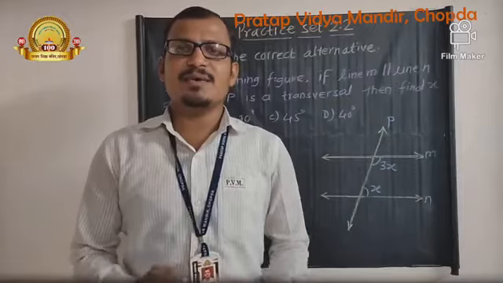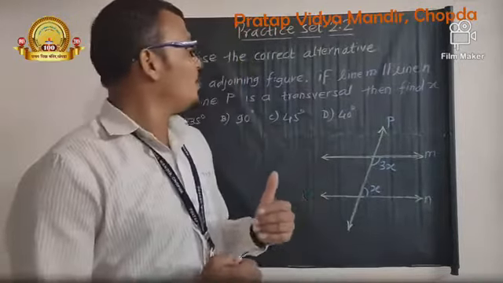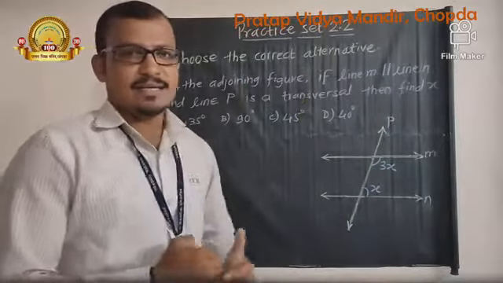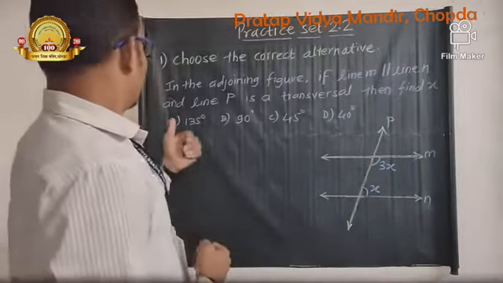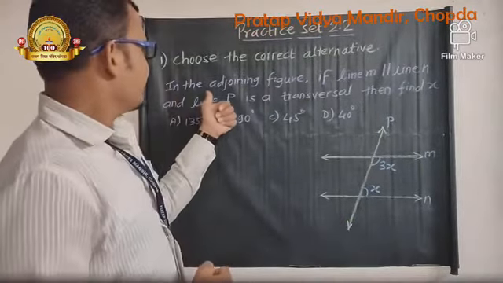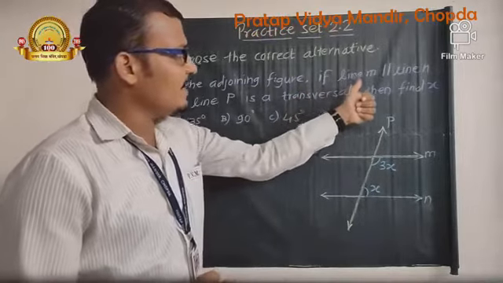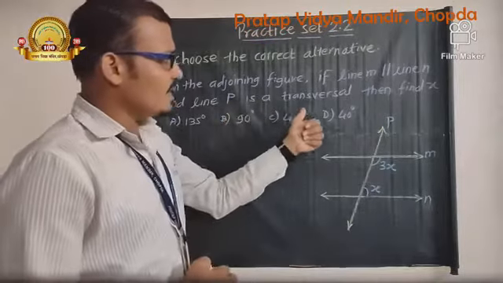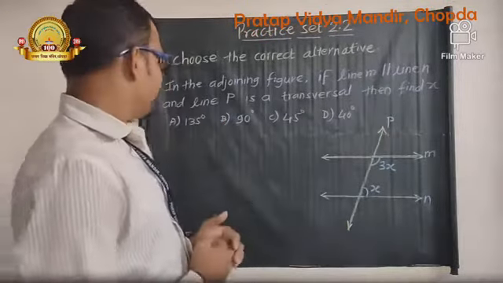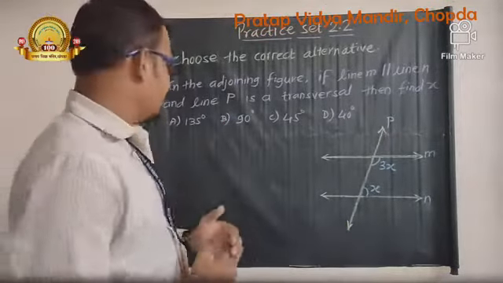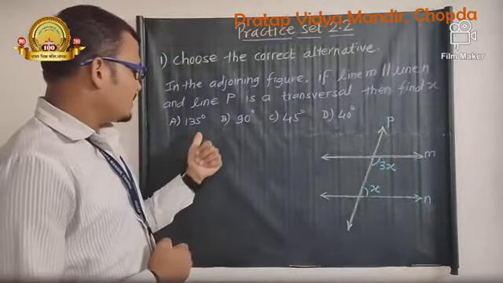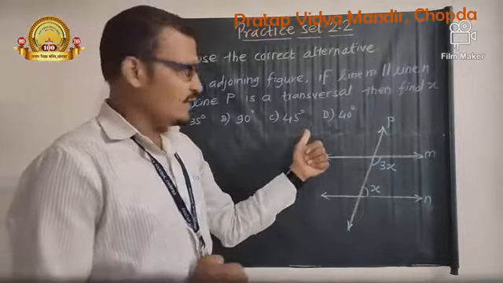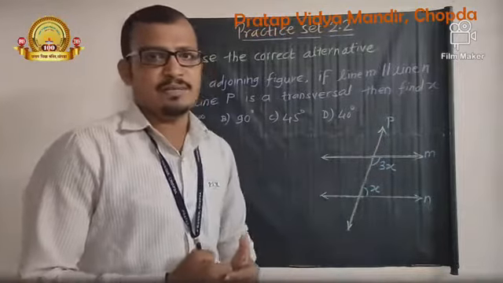Now you can easily solve our practice set 2.2, in which the first question is to choose the correct alternative. The first one is: in the adjoining figure, if line m is parallel to line n and line p is a transversal, then find x. Options are given: A is 135 degrees, B is 90 degrees, C is 45 degrees, and D is 40 degrees.